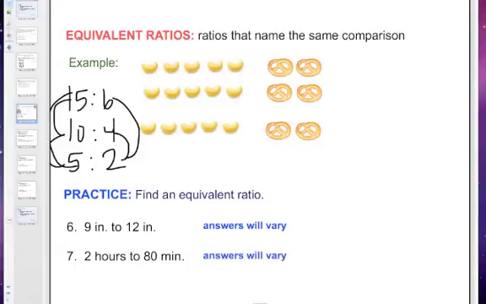Depending on if you divided by a common factor or multiplied by any whole number, you would find an equivalent fraction. And because we might have all chosen different numbers, both of those answers are going to vary, and we'll just check them when we check your math notebook.